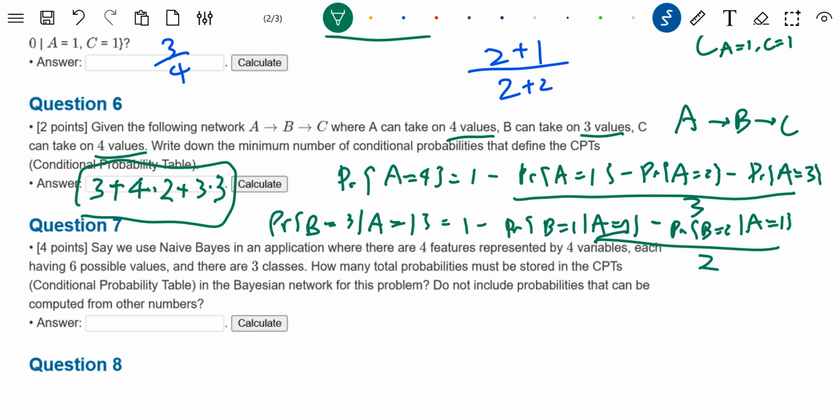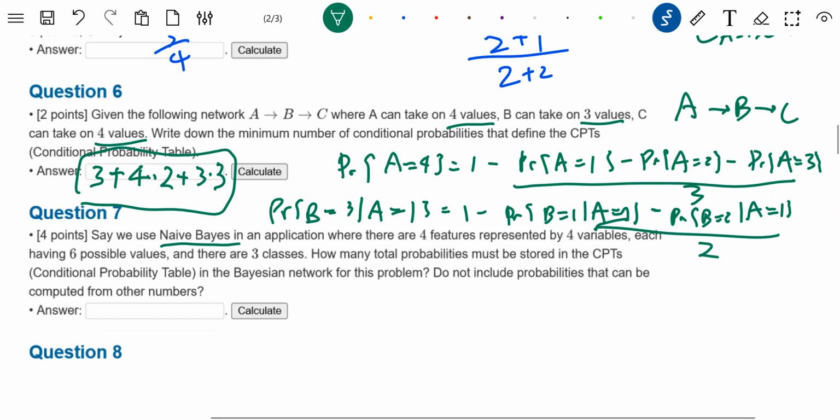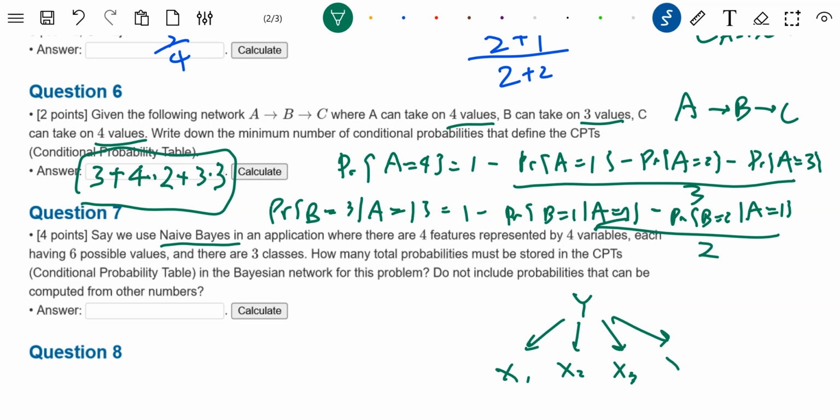So the next question is basically the same, except you need to draw the naive Bayes diagram. So let's do it. You should probably remember the direction. Everything is based on y. Naive Bayes is kind of a generative model, so given y, you can generate the x's. So it goes this way. We have x1, x2, x3, x4, and all of them are conditioned on y.